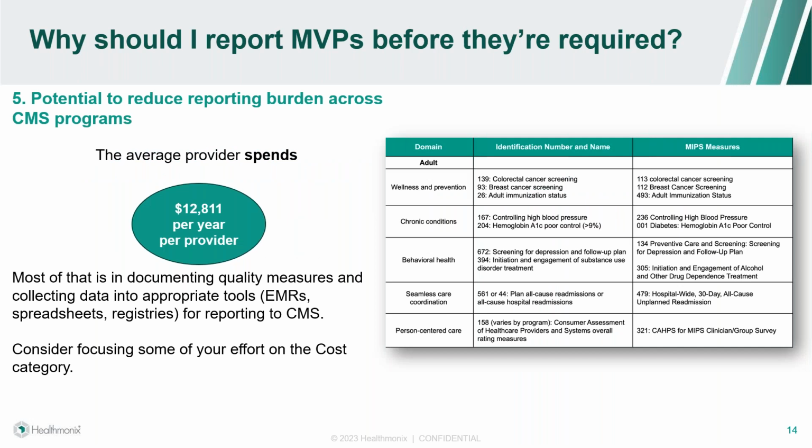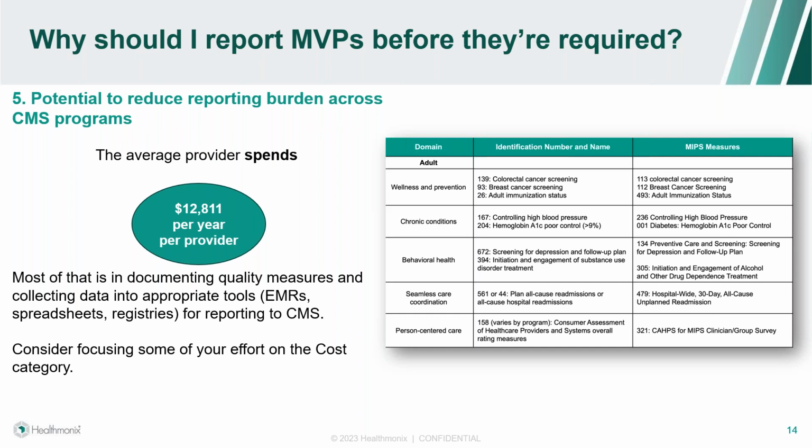So the next thing is the potential to reduce reporting burden across the program. As you can see here, the average provider spends $12,811 per year for MIPS and everything around the value-based care programs, whether that is consulting, their registry, their EHR, whatever it may be. They're spending a lot of time, and probably number one, when you really dig into it, is their time, making sure they're documenting correctly. So most of that is documenting quality measures, collecting data, making sure it's in the right area, and that you can read that data so that you can get your scores.